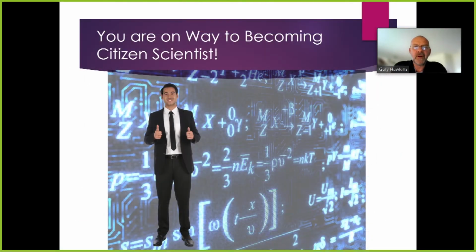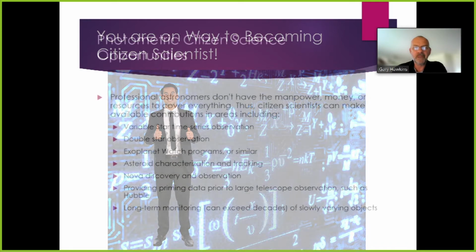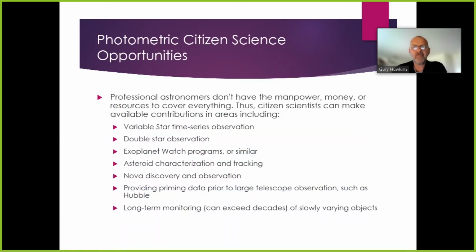If you've got this far in the video series, or you've actually been doing some photometry of your own based on what you've learned today, you're well on the way to becoming a citizen scientist. And that's something to be proud of because most astronomers don't get this far. So what are the opportunities that are available to us in terms of citizen science, considering the topic of photometry?